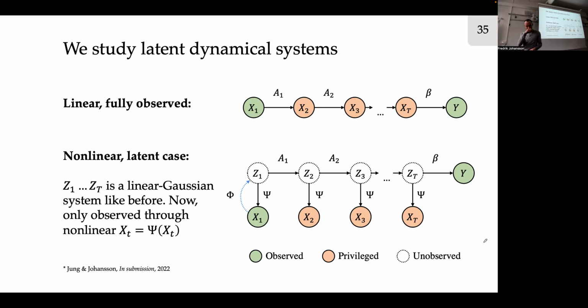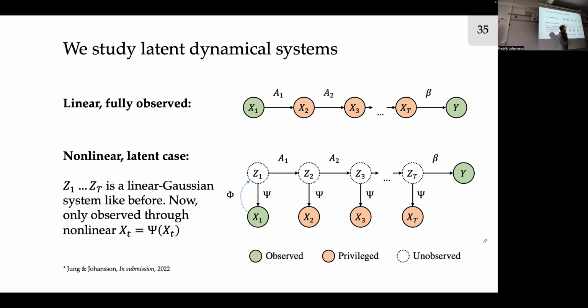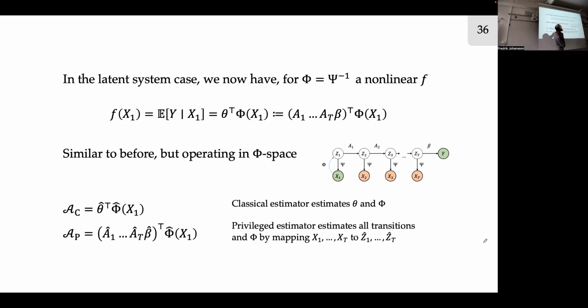So in this case, what happens to classical and privileged learners and so on? Well, now we can write our conditional expectation of Y given X1 as a linear function of phi, where phi is applied to X1. I get to Z1, and then the rest is linear, just like before. So I have a linear prediction, let's say, of a nonlinear transform. And I can also write it in terms of this decomposition that we did before: A1 through AT, beta, take the product of all of those and then apply that to phi. So if you knew phi, it's the same as before. We're just operating in phi space now.